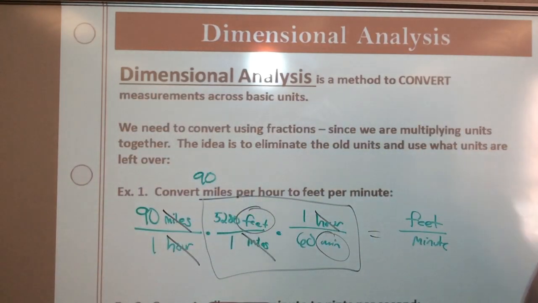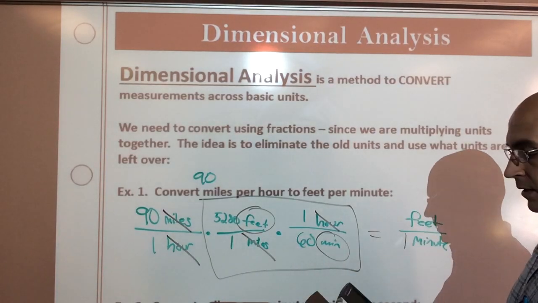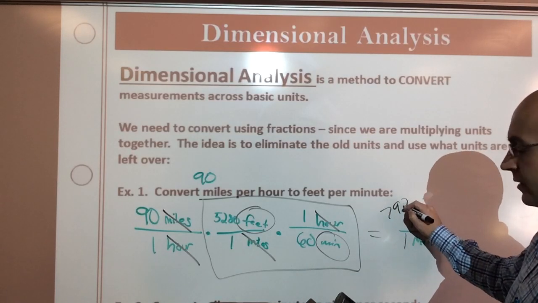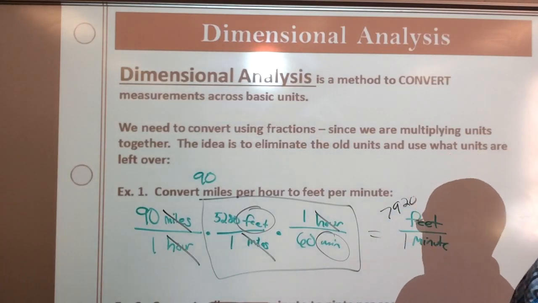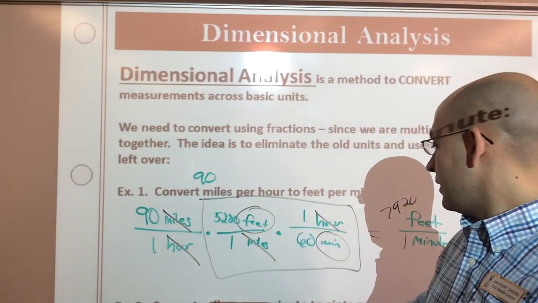I am actually going to do that because I'm interested to see how many feet I can get in a minute. So I'm going to convert 90 times 5280, and that's going to be divided by 60 because I want per 1 minute, right? It's going to be 7,920 feet every single minute. So if you wanted to know how many feet per minute you were going, you could find that out. Pretty good.